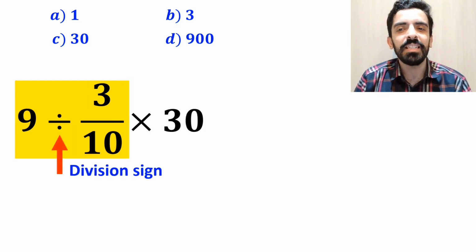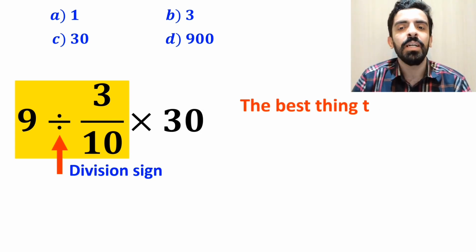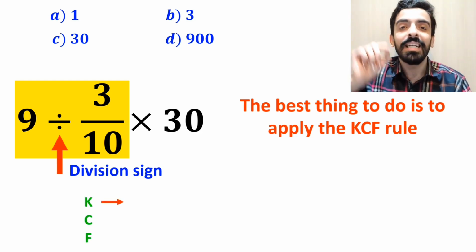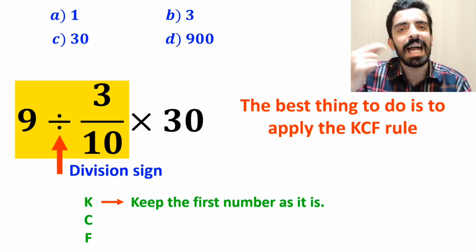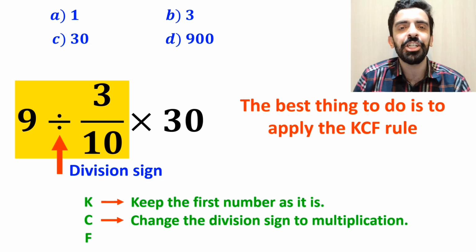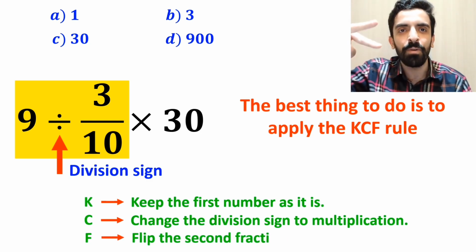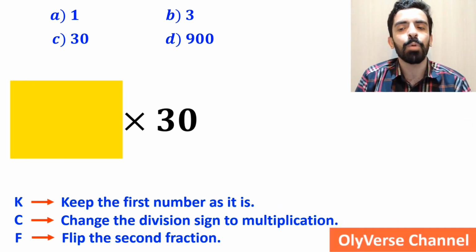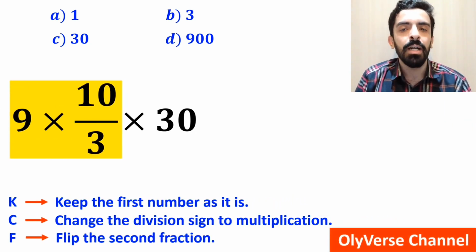Okay, whenever we see a division sign between two terms, the best thing to do is to apply the KCF rule. In this rule, K stands for keep the first number as it is, C stands for change the division sign to multiplication, and F stands for flip the second fraction. So, we remove the highlighted part and write this expression as 9 multiplied by 10 over 3.